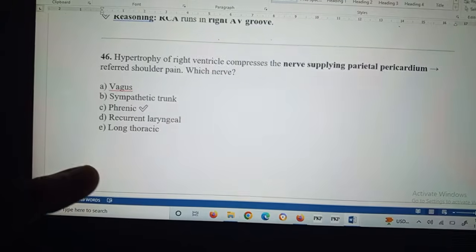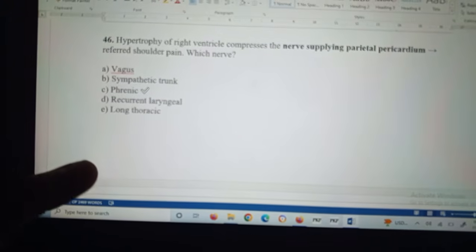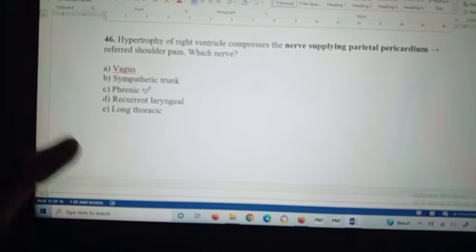Hypertrophy of the right ventricle compresses the nerve supplying the parietal pericardium that refers shoulder pain. Which nerve is most likely damaged? Phrenic nerve. That is a very commonly asked question.